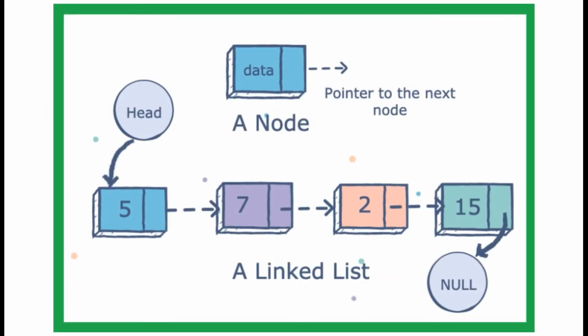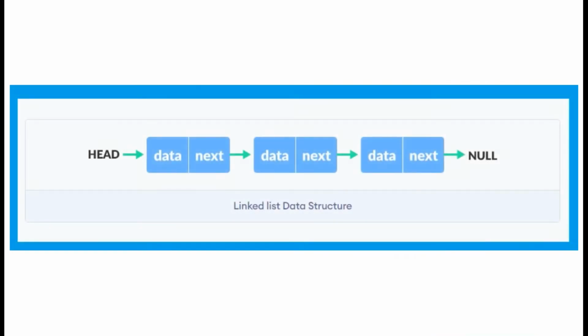What is a linked list? A linked list is a linear data structure which consists of a group of nodes in a sequence. Each node contains two parts, data and address. Data: each node of a linked list can store data. Address: each node of a linked list contains an address to the next node, called next.